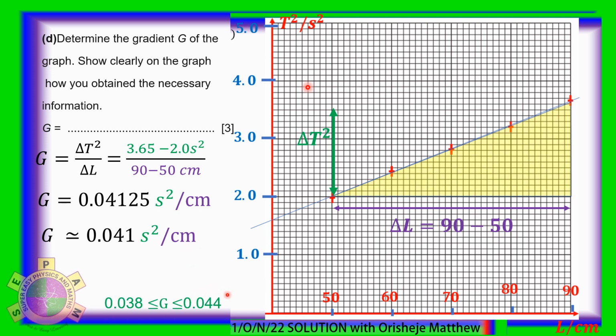For you to get the answer, the range of your value must be within this range. So if you have any value between 0.038 to 0.044, you will get the full 3 marks that are allocated to this question. So let's go to question E.